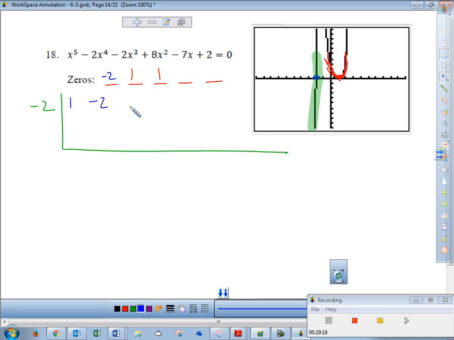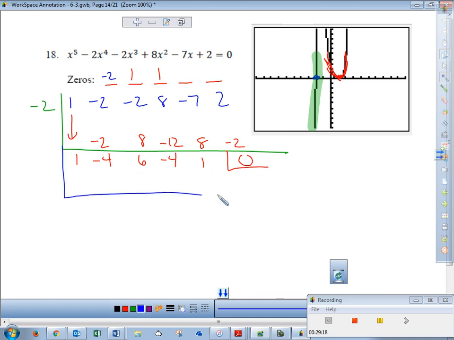1, -2, -2, 8. Better be 6 guys in there. 4, 5, 6. Yes, there was. 1 comes down. Better get a remainder of 0. That's now 4th degree. You got to knock him down again by using one of the roots, which was a 1.